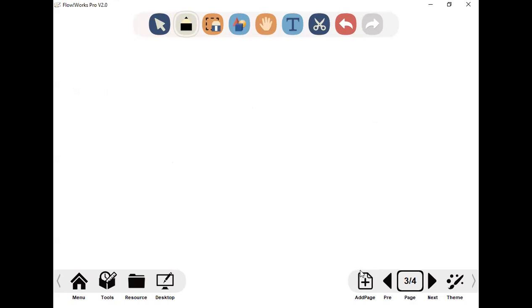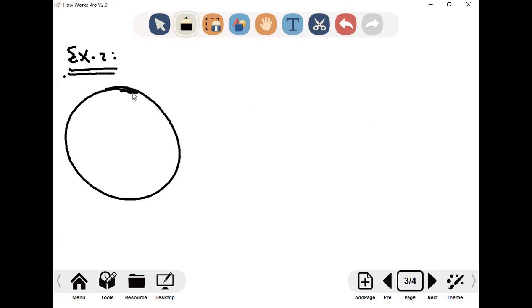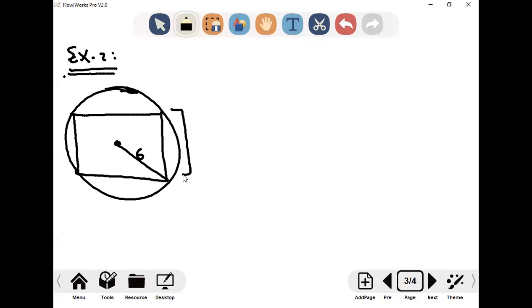Let's go to example 2. Focus. Example 2, we have a circle. And inside the circle, we have something like a square or rectangle, right? But here, what's this 6? The radius of the whole circle, right? And they gave me this. How much is the length of this side? 8.5.